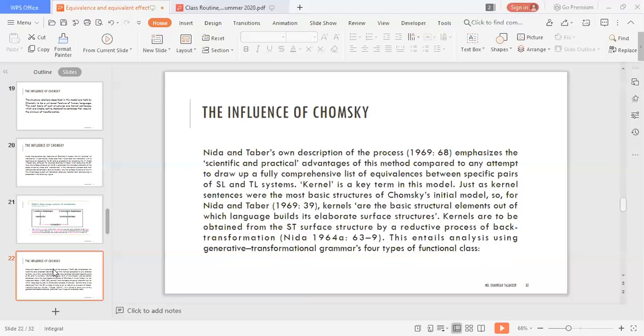I have to work with the source text. From there, semantically, I will try to get the actual meaning, and also the stylistic features I will try to understand and reproduce, and then I will put it into the target text.